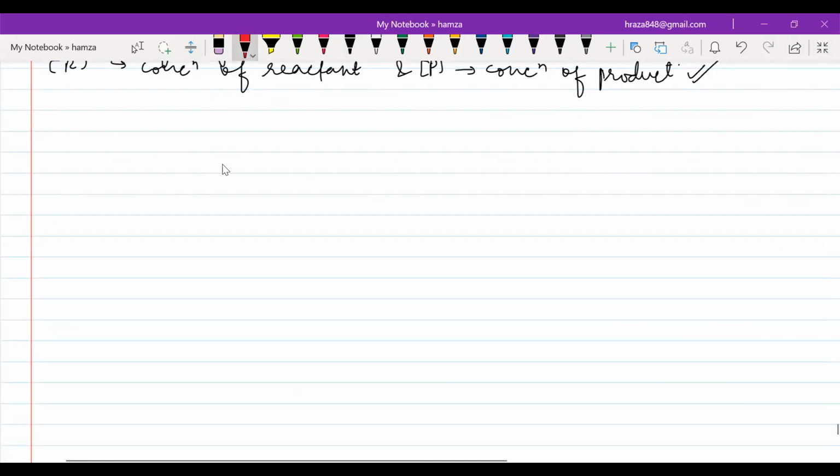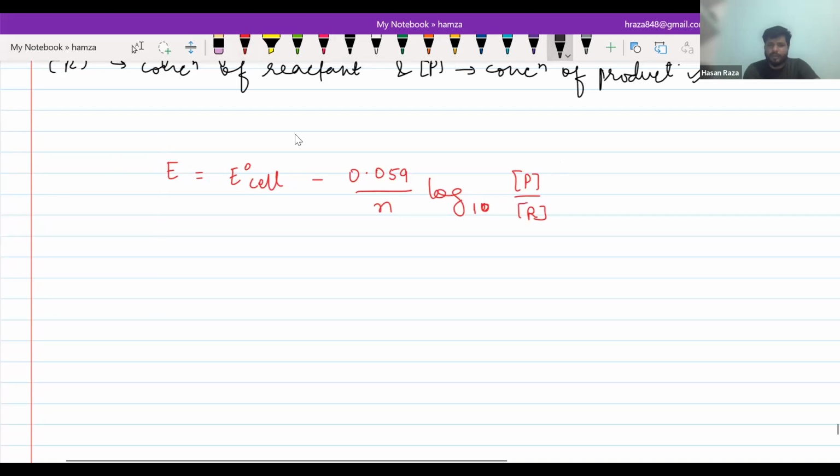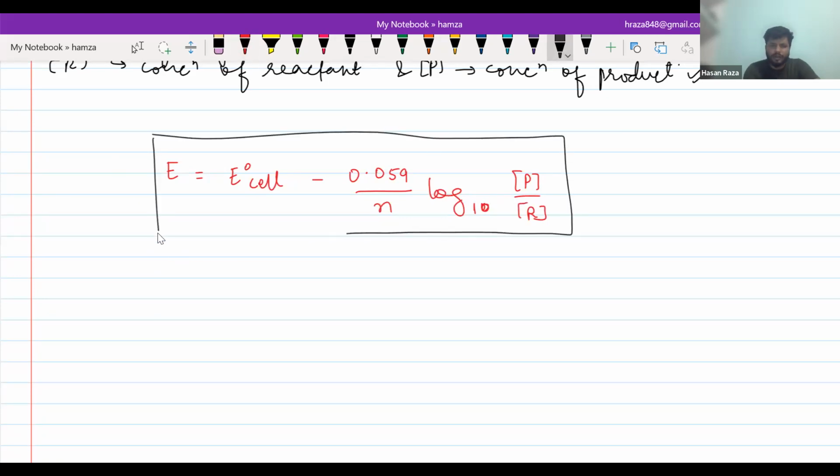Now see, after putting the value of all that we can put, E will be equal to E naught cell. And after putting the value of R, temperature, and F, we got 0.059 upon N log of product upon reactant. And whenever it is in log, the base is 10. In the previous equation also we don't need to write it, but here I just wrote it. Please write this. Then we will do some questions, which is very easy.